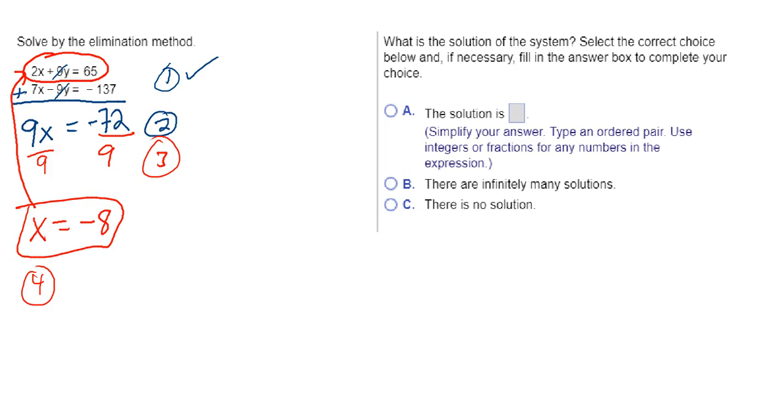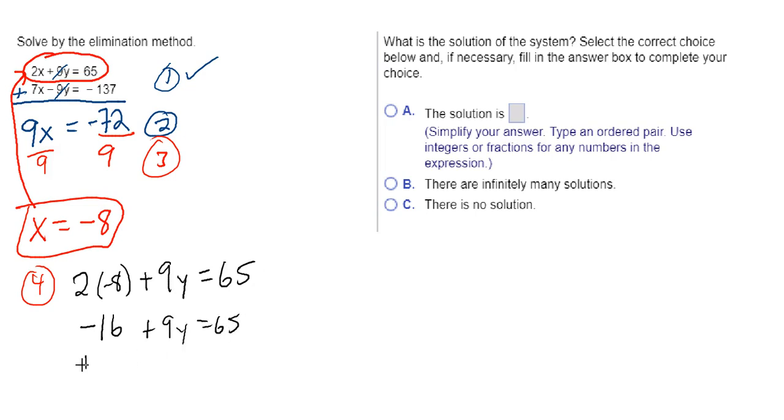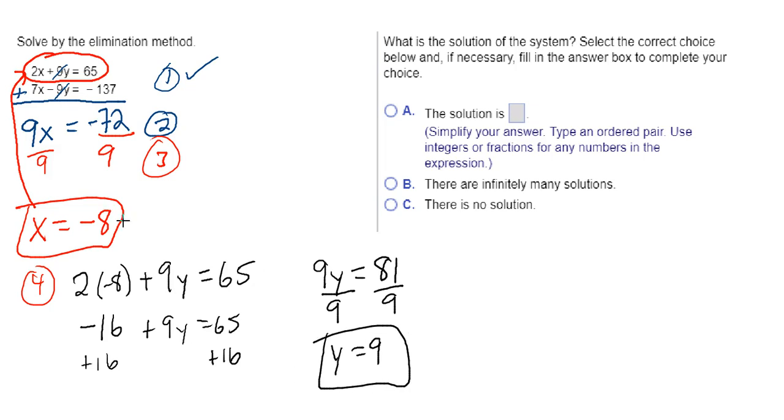All right, and what we're going to get is 2 times x, which is negative 8, plus 9y equals 65. And then we solve for y from here to complete the problem. So we'll have negative 16 plus 9y equals 65. We add the 16 over to the right-hand side. And so we get 9y is equal to, I probably could do this in my head if I tried, but I'm not trying, so I just get 81. Divide by 9 on both sides, and we get y is equal to 9. And that gives me the solution to my system of equations. So my final answer would be negative 8, comma 9, and I would type it into this box here.